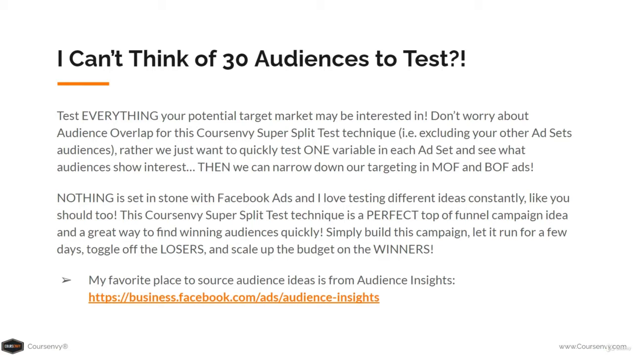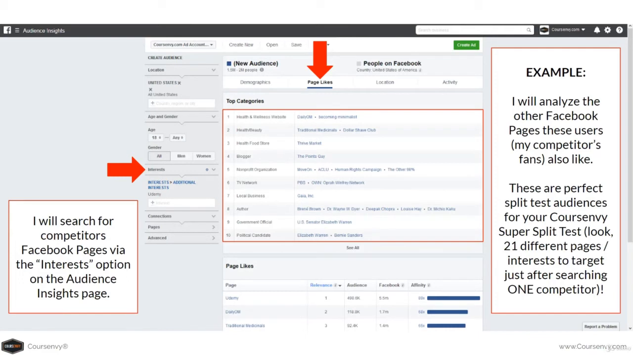My favorite place to source audience ideas is from Facebook's Audience Insights. So navigate to this link. Here I will search for competitors' Facebook pages via the interest option in this left sidebar. As you can see, I typed in Udemy, then I click the page likes option, and I will analyze the other Facebook pages these users, my competitors' fans, also like. So right here in the red box of top categories, these are perfect split test audiences for your CourseEnvy Super Split Test. Look, you can count these up, 21 different pages and interests to target just after searching one competitor.